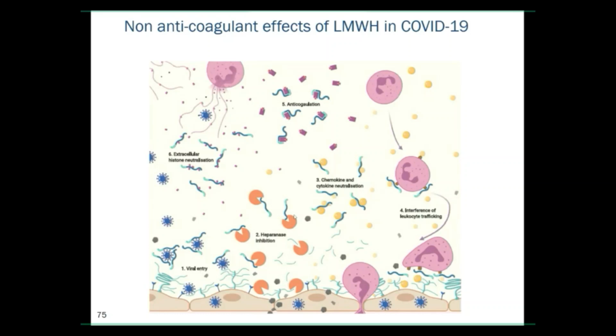It acts to inhibit heparinase, which destroys the endothelial glycocalyx, which makes the capillaries more leaky. It inhibits chemokines and cytokines, interferes with neutrophil leukocyte trafficking, as you can see, as anticoagulant, but also prevents the formation of neutrophil extracellular traps or nets from neutrophil nuclei, which act as pro-inflammatory mediators.